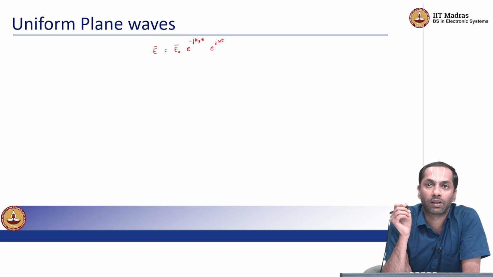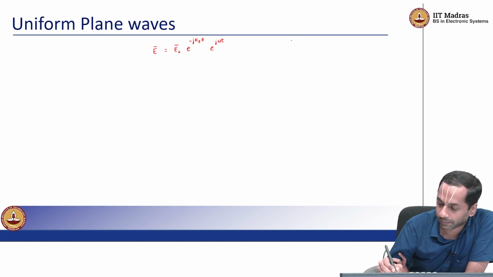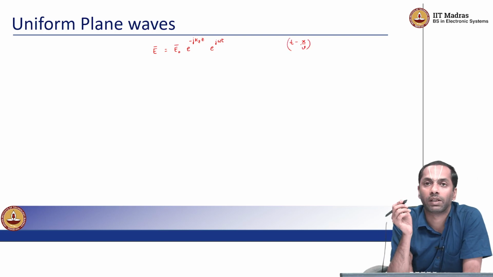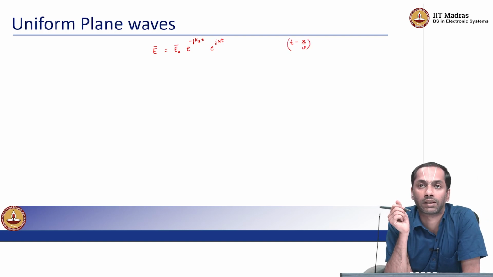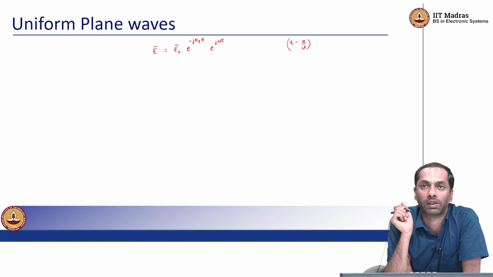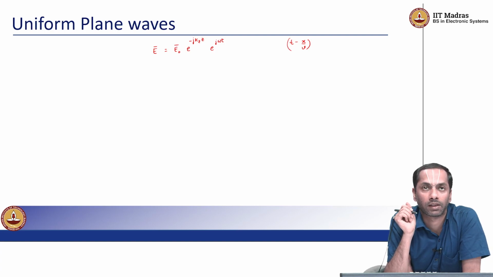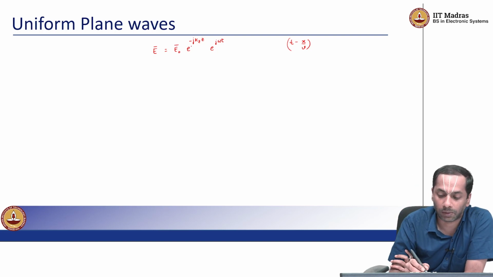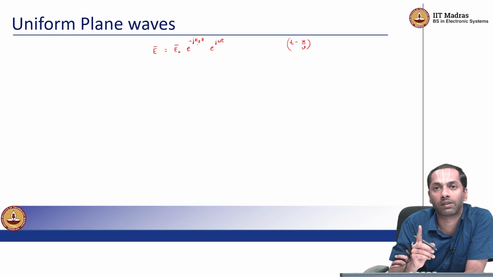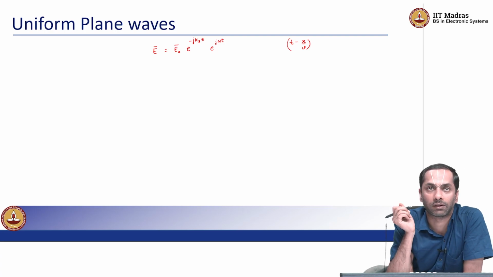But you should be aware of why I did this. I have taken a time harmonic field e to the plus j omega t, and remember that t minus x by v gave me the wave traveling in the positive x direction. So I want opposite signs for t and x. Anticipating a forward traveling wave in the positive z direction, I have chosen my k vector along z, and e to the minus j kz allows this to propagate in the positive z direction.